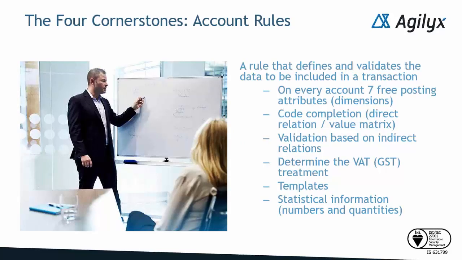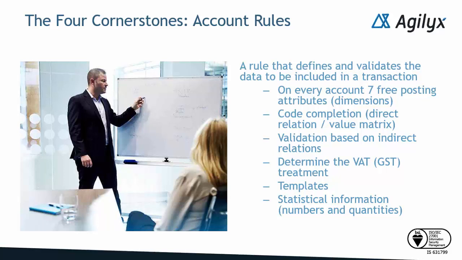Four cornerstones: account rules. So here we are at the account rules. A rule that defines and validates the data to be included in a transaction. I guess you guys are familiar with all the account rules. And on every account, there are 7 free posting attributes. We can also call them dimensions. So you've got 7 different dimensions available that you can use in your posting attributes.